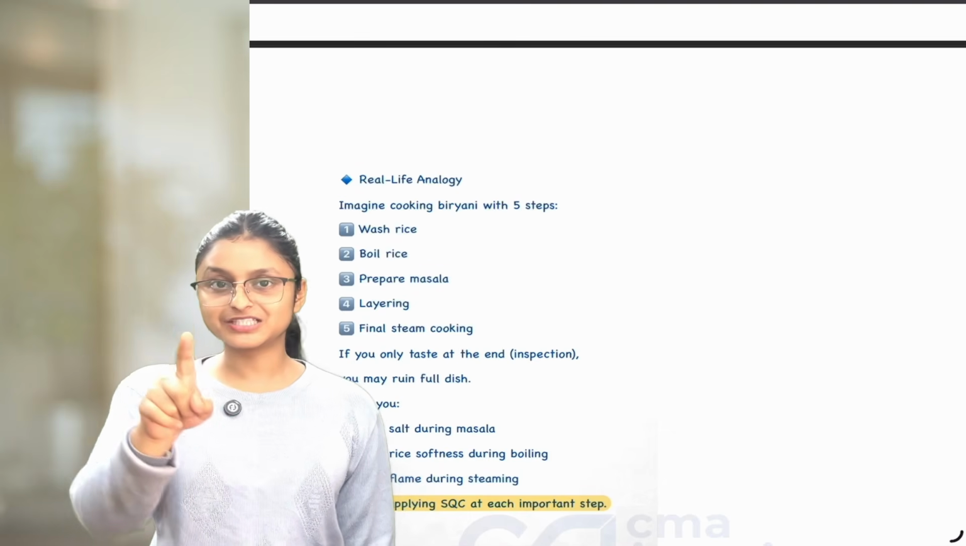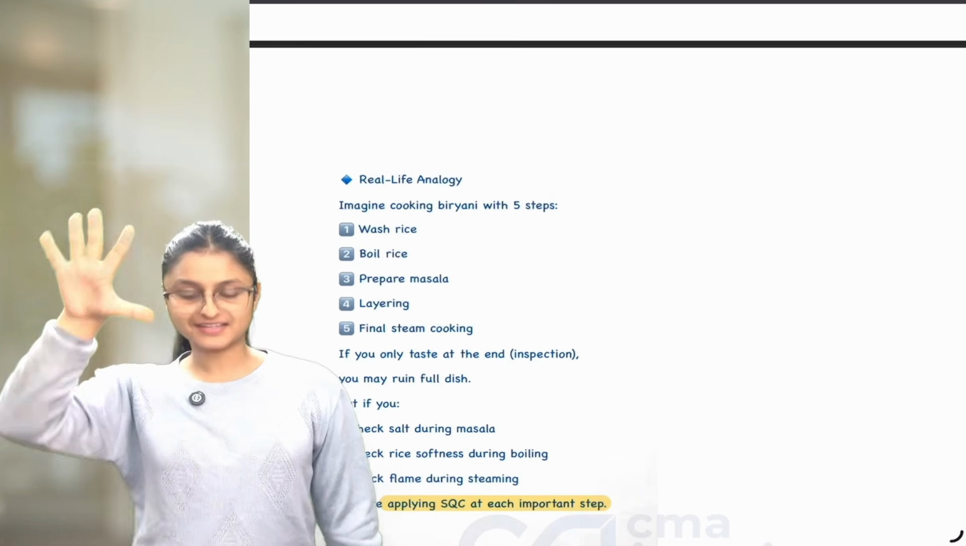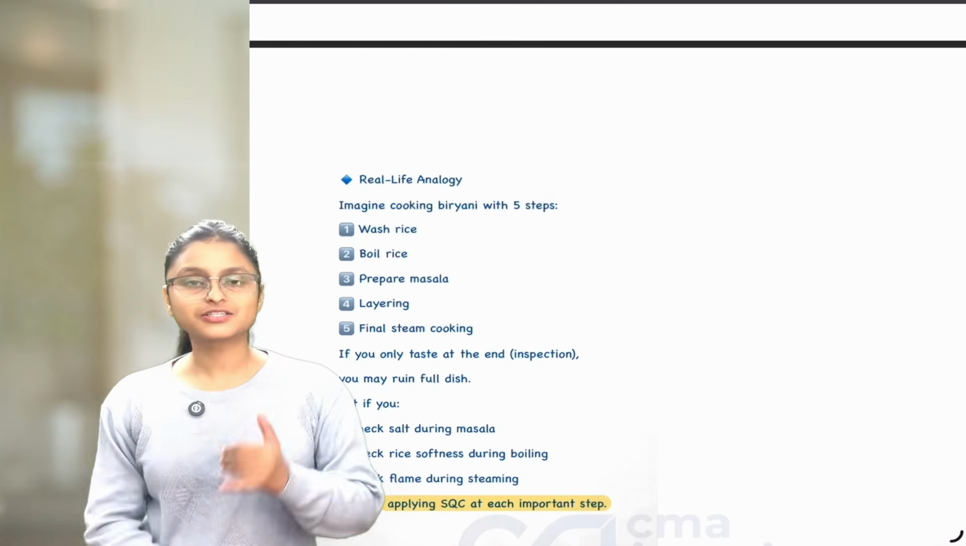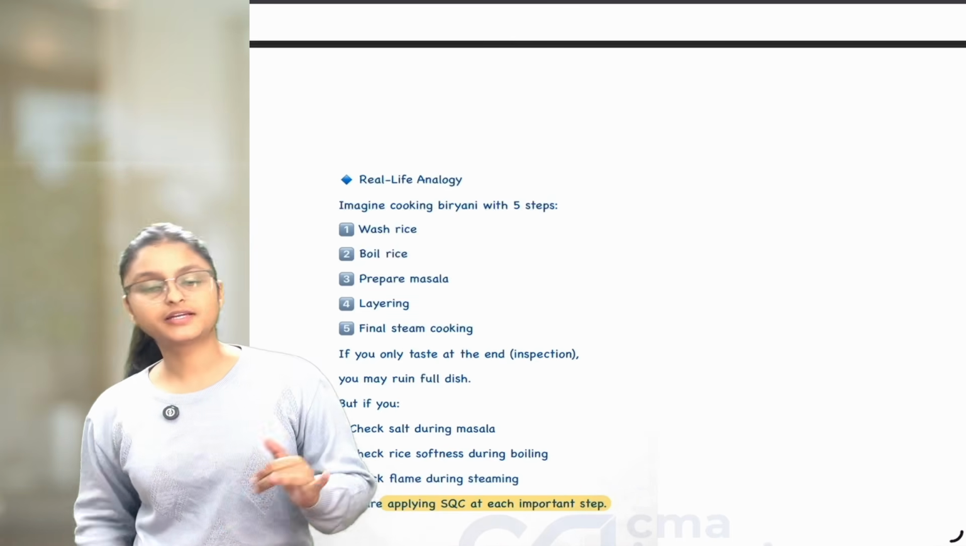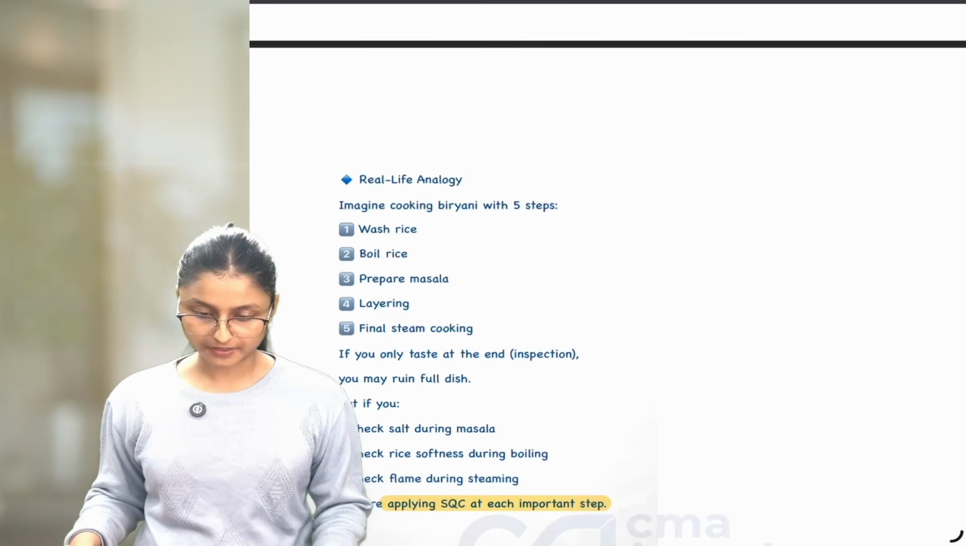So I am making veg biryani. You can decide whatever you want to make, but I am making veg biryani. It follows a 5-step process. First, we will wash rice, then we'll boil it, prepare our masalas, layering, and final steam cooking.